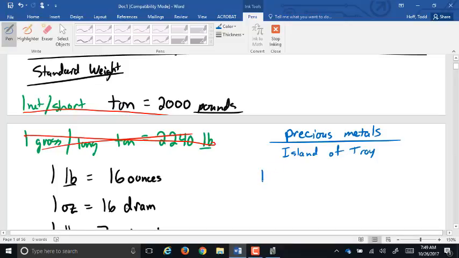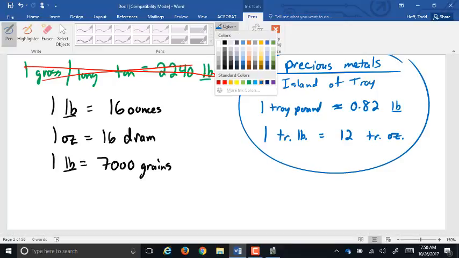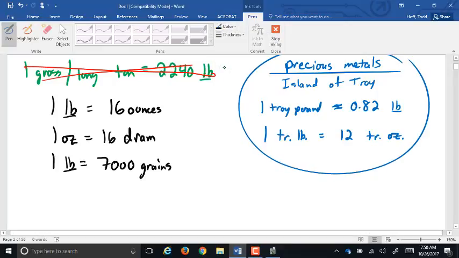a Troy pound is only about 0.82 of our regular pounds. So it's smaller than our regular pound. However, 1 troy pound only contains 12 troy ounces. So a troy ounce is actually significantly bigger than our ounce. Again, I won't test you on that, but it's just if you're deciding to get into that stuff.